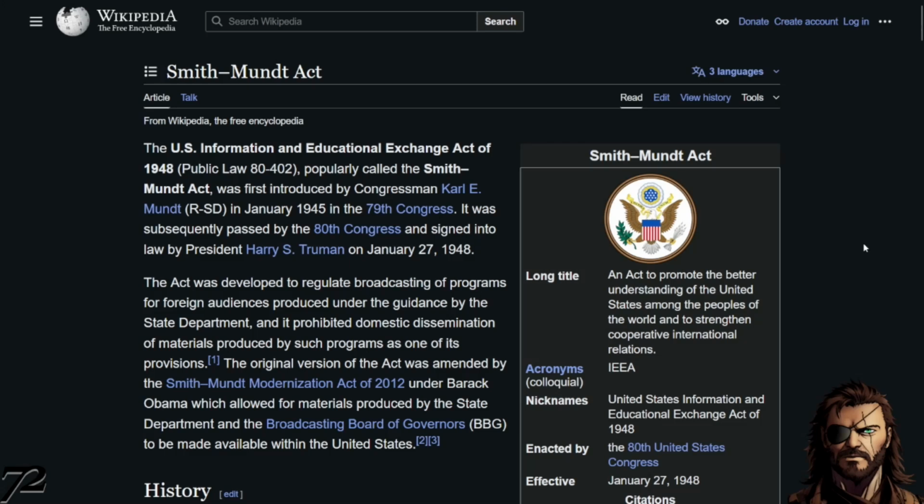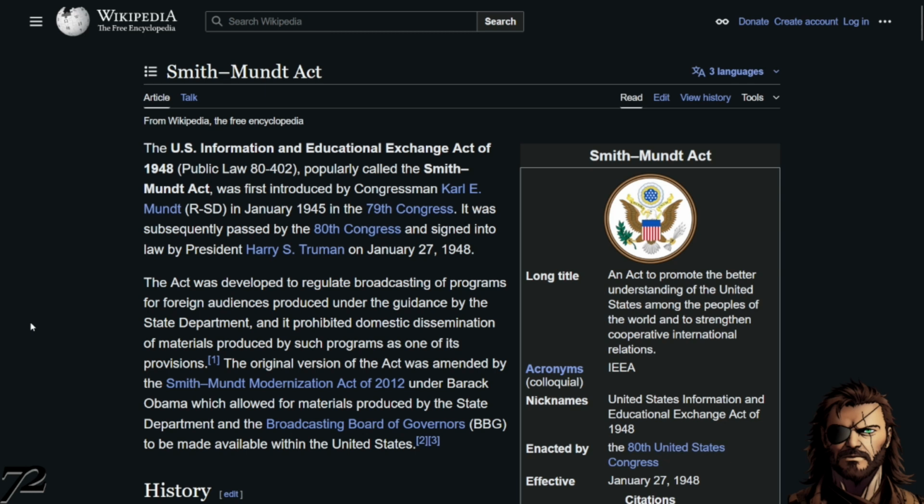The Smith-Mundt Act, U.S. Information and Education Exchange Act of 1948, Public Law 80-402, popularly called the Smith-Mundt Act, was first introduced by Congressman Carl E. Mundt, Republican, South Dakota, in January 1945 in the 79th Congress. It was subsequently passed by the 80th Congress and signed into law by President Harry S. Truman on January 27, 1948.